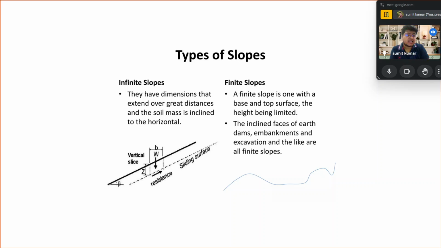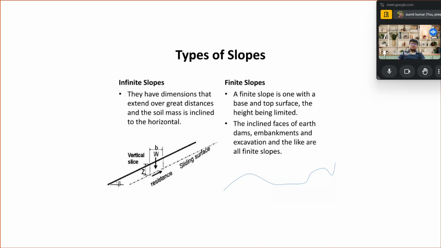The inclined surface is the sliding surface, and the resistance force is applied in the upward direction. The slope is trying to move in the downward direction, and the face which is inclined is said to be the failure face, the sliding surface, and these are infinite slopes. They have a large length across their cross sections. That's why they are said to be infinite slopes.